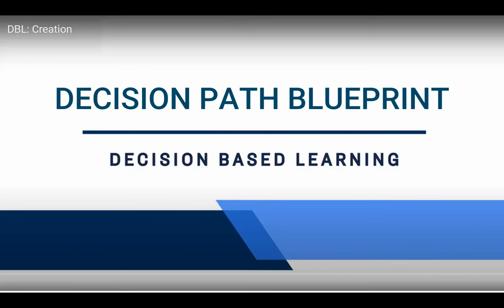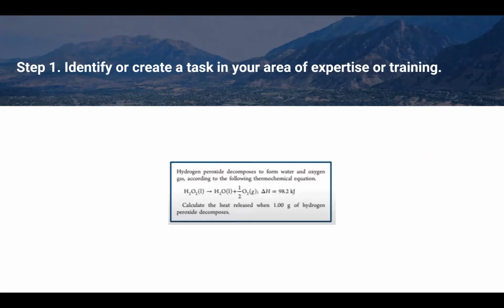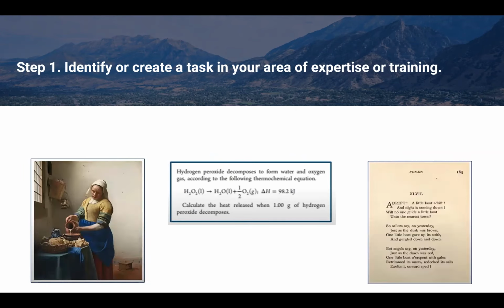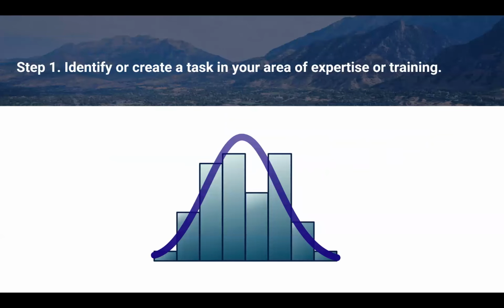This video will demonstrate how to create a blueprint for your first decision path. Step 1. Identify or create a task in your area of expertise or training. A task can take the form of a problem to be solved, a painting to be critiqued, or a poem to be analyzed. It can be anything you want your students to break down and determine an appropriate course of action. We will use a basic statistics course as an example throughout this video.